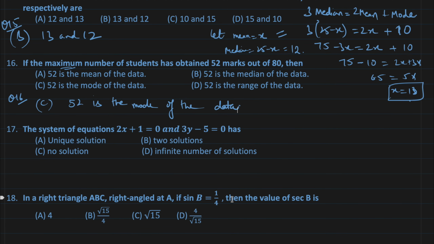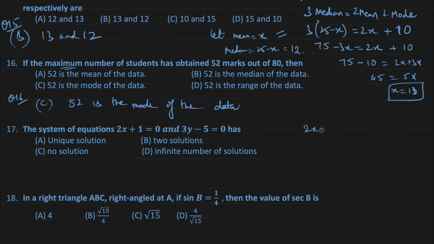The most repeated one, right? So question number 17: the system of equations 2x plus 1 is 0 and 3y minus 5 is 0 has what type of solution? Here you don't have to find a1 by a2, b1 by b2, c1 by c2, because only equations with one variable each are given.